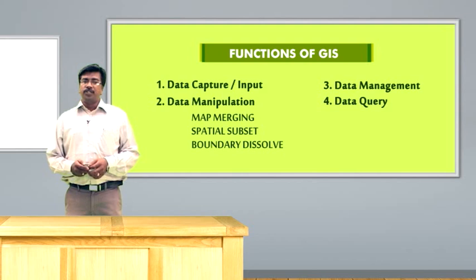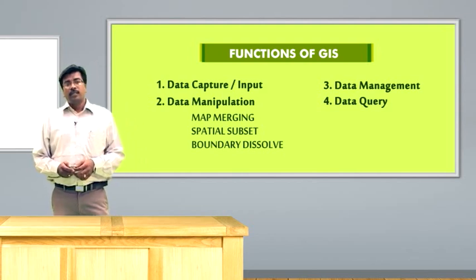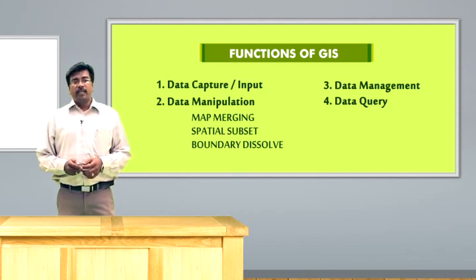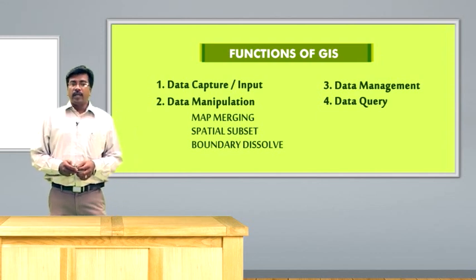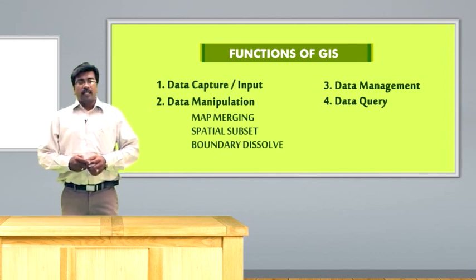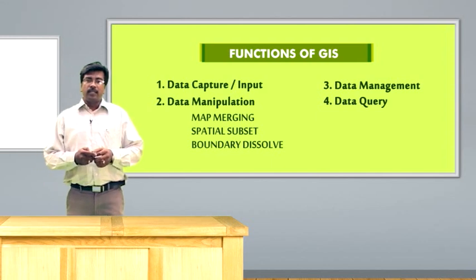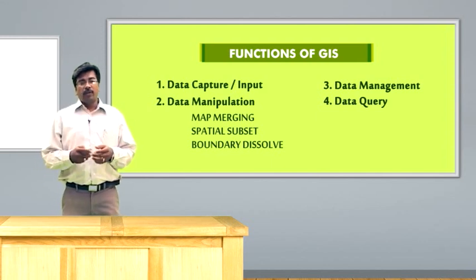The fourth function in GIS is the data query. As by the name, it is a querying of data. So whatever we have stored in the form of digital data in the GIS, it can be queried for many things. So as far as where is it, we can see for an example.